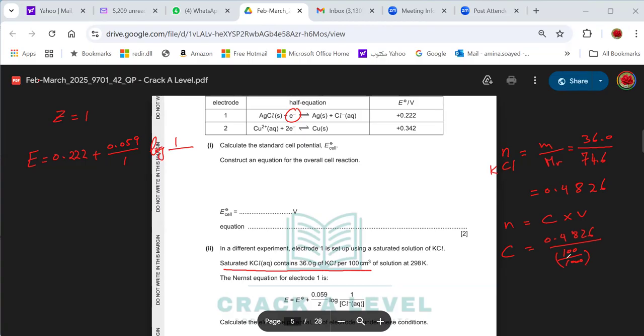And we get 4.826 moles per decimeter cube. So this is the concentration of the potassium chloride, and it's also the concentration of the chloride ion, because we know that every mole of potassium chloride ionizes to give 1 mole of potassium ion and 1 mole of chloride ion. So this will be the same concentration of the chloride ion. So here we have log 1 over 4.826.